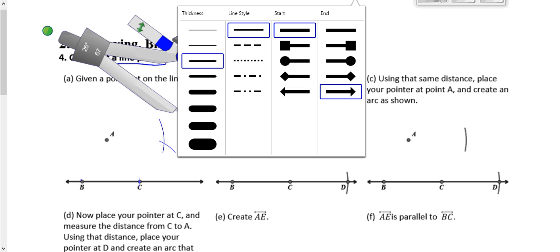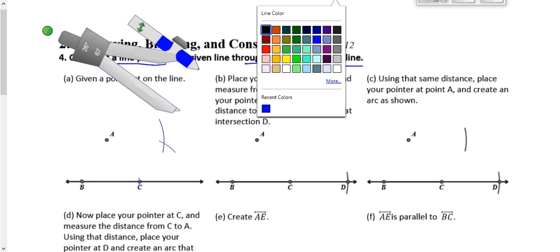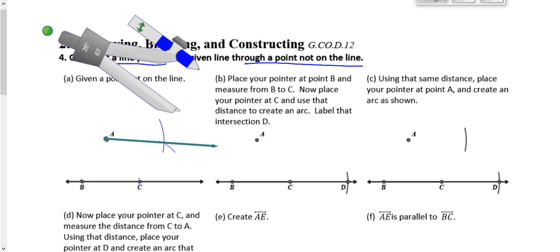This is line style. Make the arrow one. Circle head. No, circle head. There you go. It won't give me the double. It's not that important. Make it magenta. So now I'm just going to take this. That's not magenta. Magenta. All right.